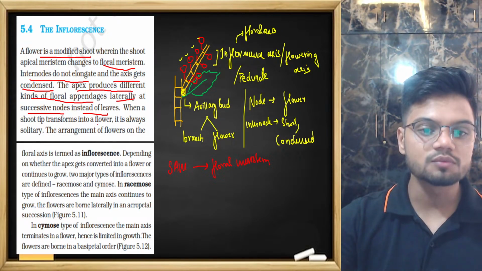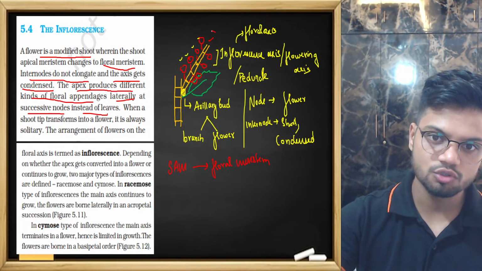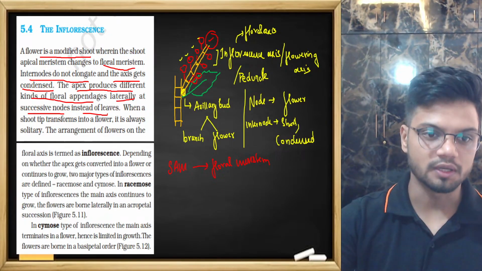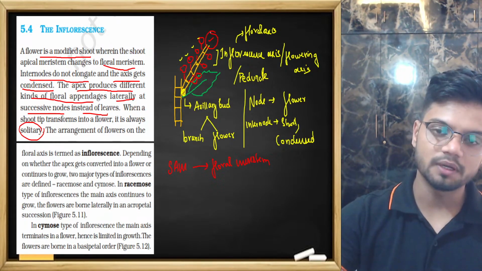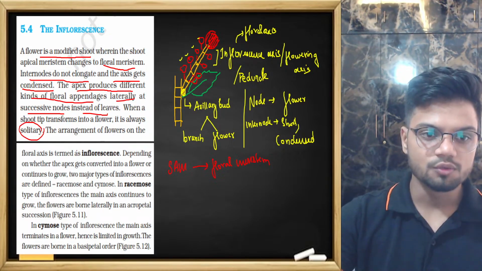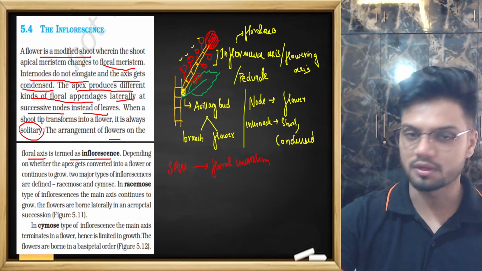When a shoot tip transforms into a flower, for example, this right here is the shoot tip. If the shoot tip develops into a flower, it is always solitary. Very important line of NCERT. If the shoot tip develops into a flower, it is always solitary. Okay, so what is inflorescence? The arrangement of flowers on the floral axis is termed as inflorescence.